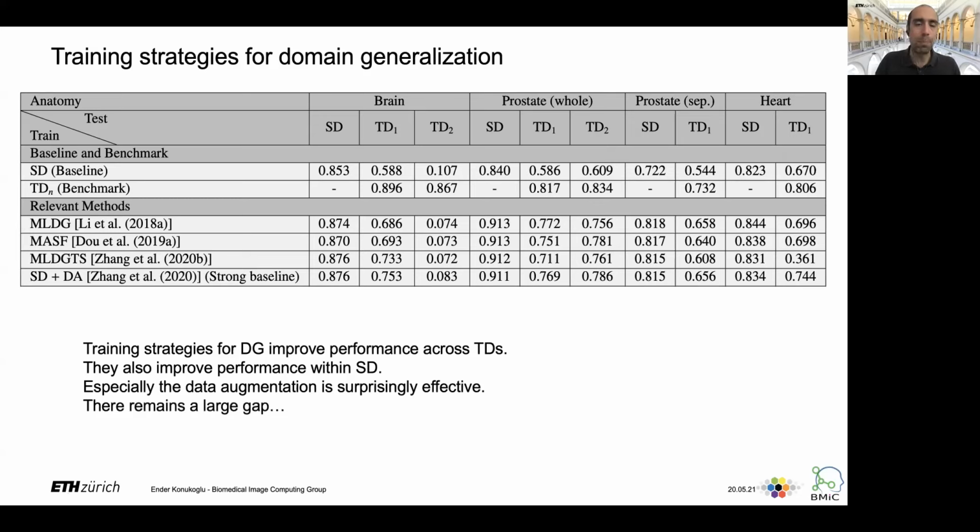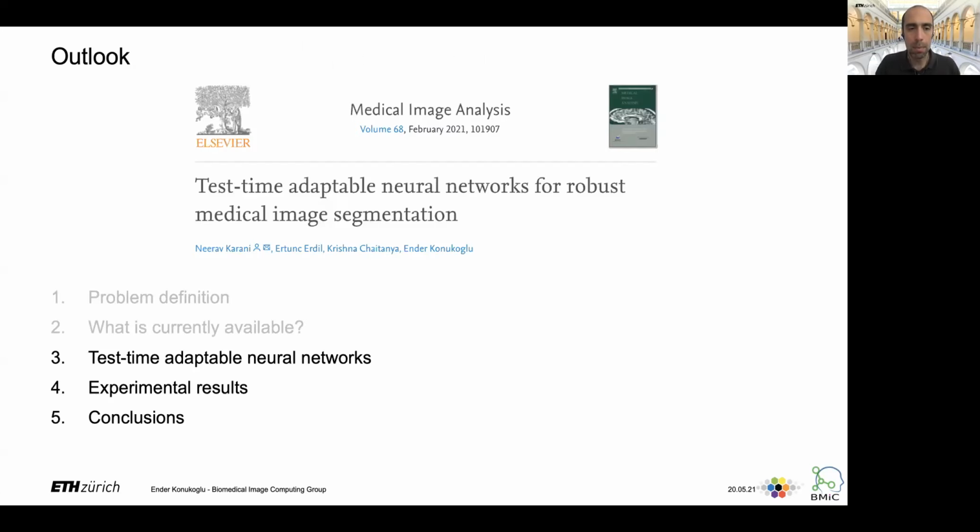However, there's still a gap to close. We go to 75 and not 89. We go to 77 and not 81. So how can we close this gap? Next, I will talk about a way to close this gap further. But before that, maybe I should stop and ask if there are any questions.